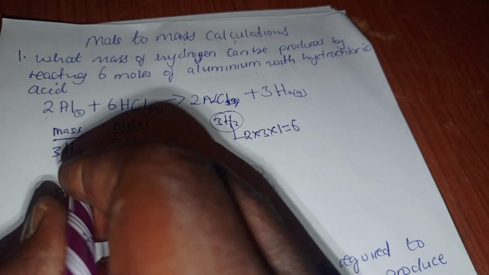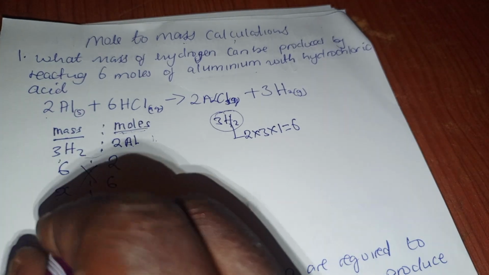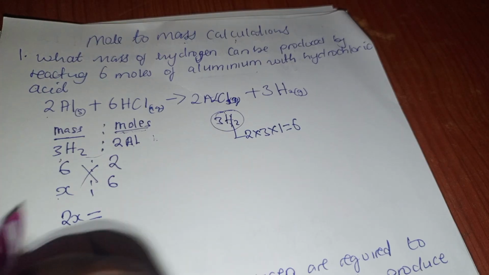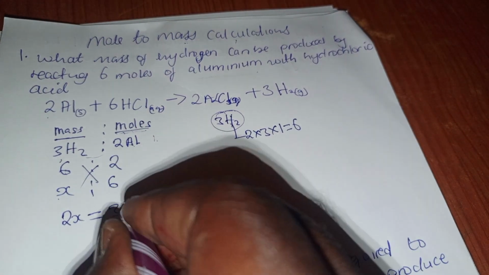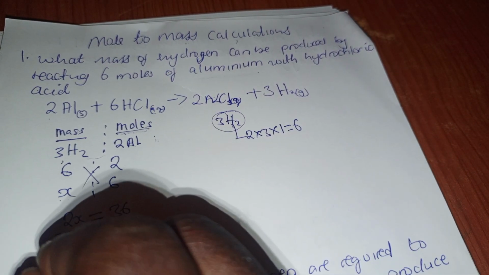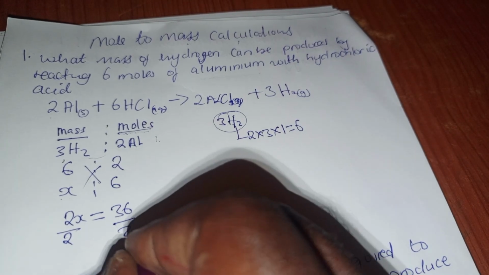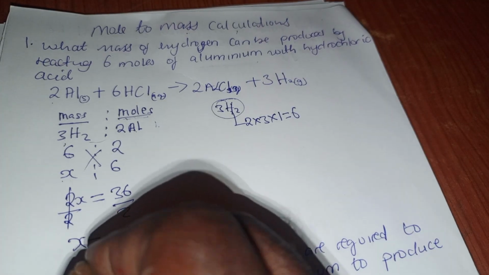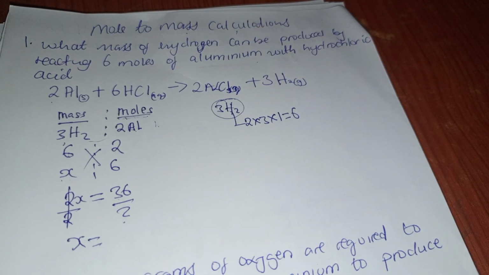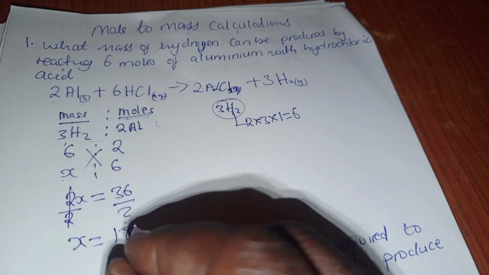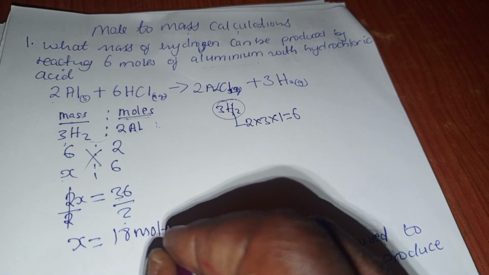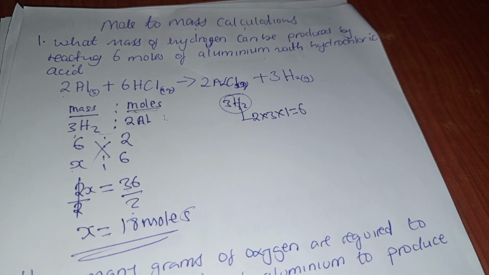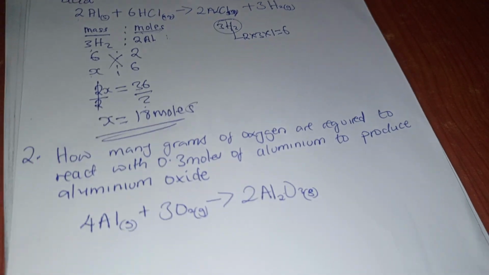Then from here, cross multiply. So x times 2 will be 2x, which is equal to 6 times 6, which is 36. Then over 2 and over 2 here. Okay, then I'll cancel this and this. So x is equal to 36 divided by 2, which is 18. So we have 18 moles. This will be the answer for this question. Okay, then I'll go to question number 2.